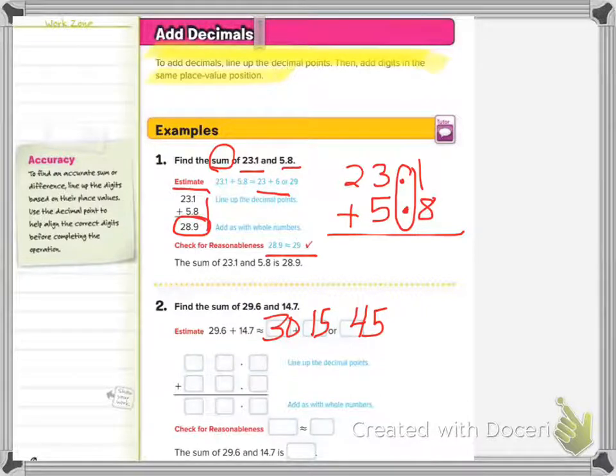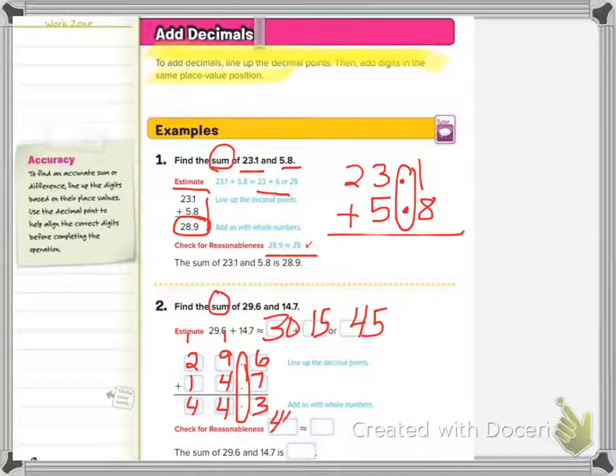So we have 29.6. We're going to fill in our boxes here. And 14.7. And then we're going to add because it tells us to find the sum. Sum means add. So our decimal points are all lined up here. Okay, we always bring that decimal point straight down. And then we're going to add 7 plus 6, 13. 9 plus 1 is 10. Plus 4 more gives us 14. 2 plus 1 is 3. Plus 1 more gives us 4.